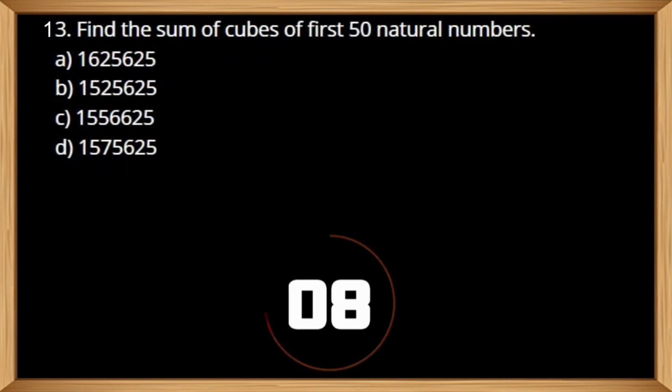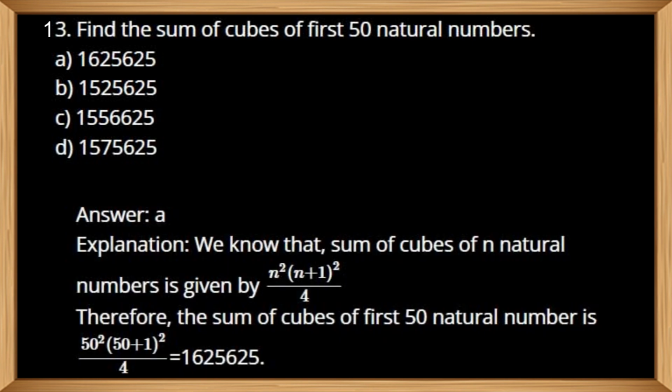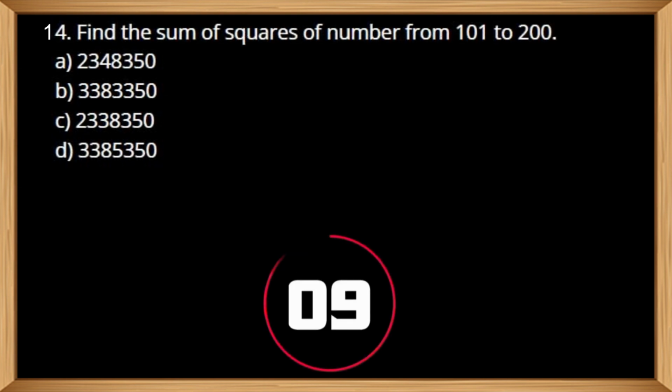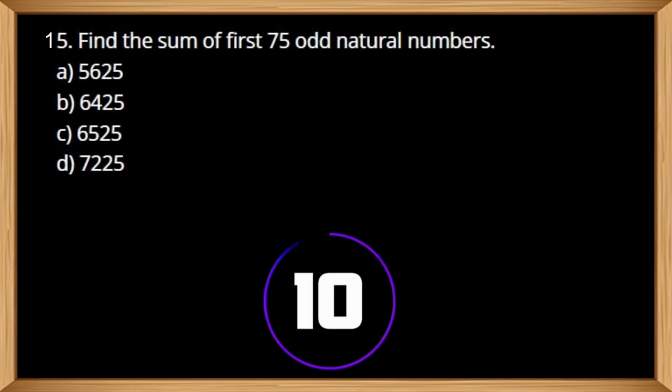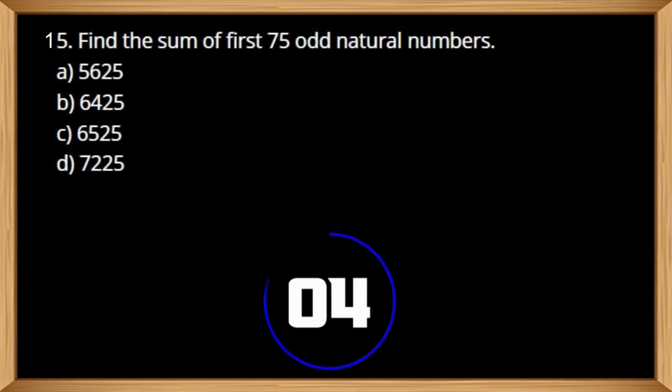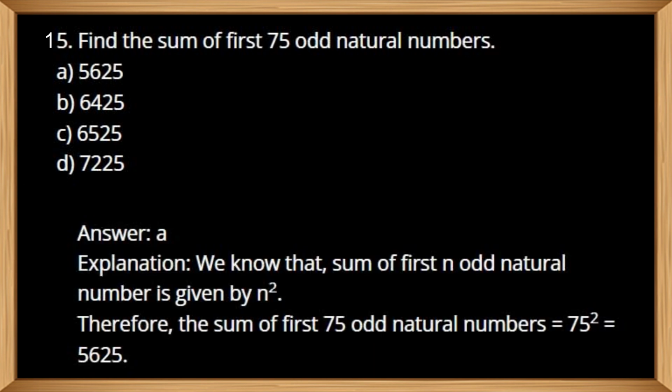Find the sum of cubes of the first 50 natural numbers. Option A 1625625. Find the sum of squares of the numbers from 101 to 200. Option A 2348350. Find the sum of first 75 odd natural numbers. Option A 5625.